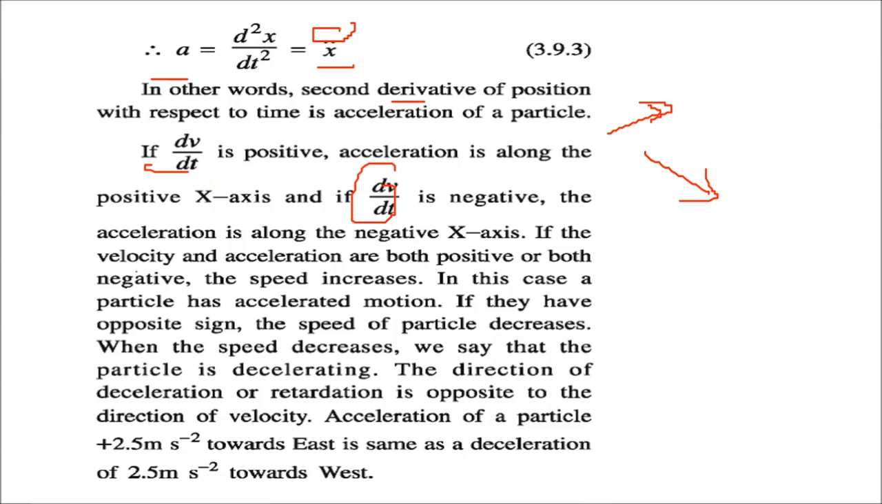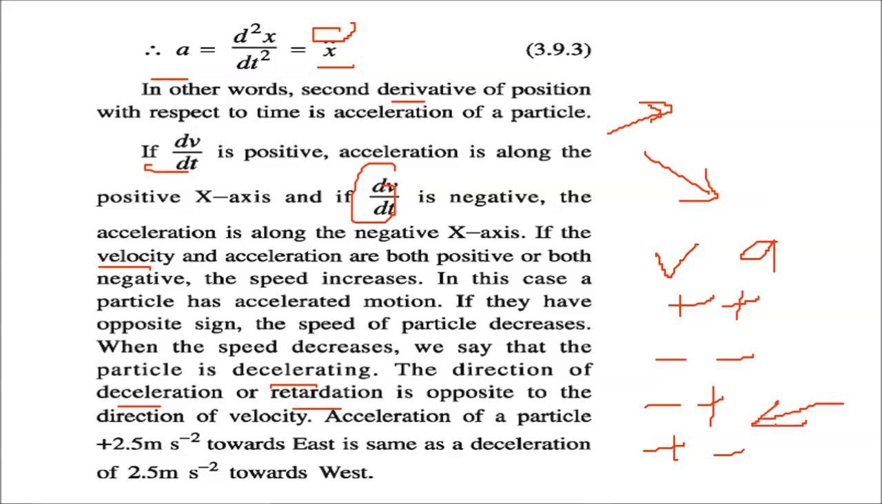One more thing, if velocity and acceleration are both positive or both negative, then the speed is increasing. But if they have opposite signs, that is minus plus or plus minus, the speed of the particle is decreasing. And when the speed decreases, we say that the particle is decelerating. The direction of deceleration, or retardation, is actually opposite to the direction of velocity. For instance, an acceleration of a particle of 2.5 meter per second square towards the east is the same as a deceleration of 2.5 meter per second square toward the west.